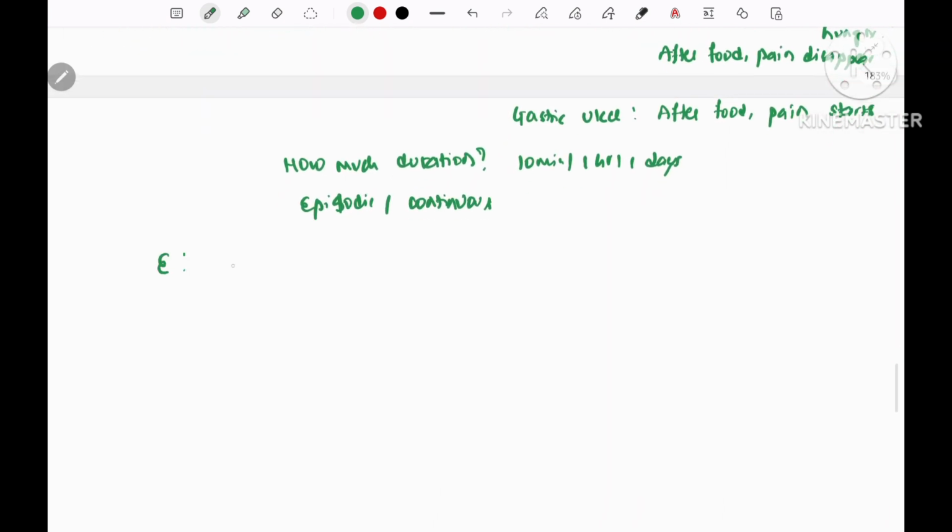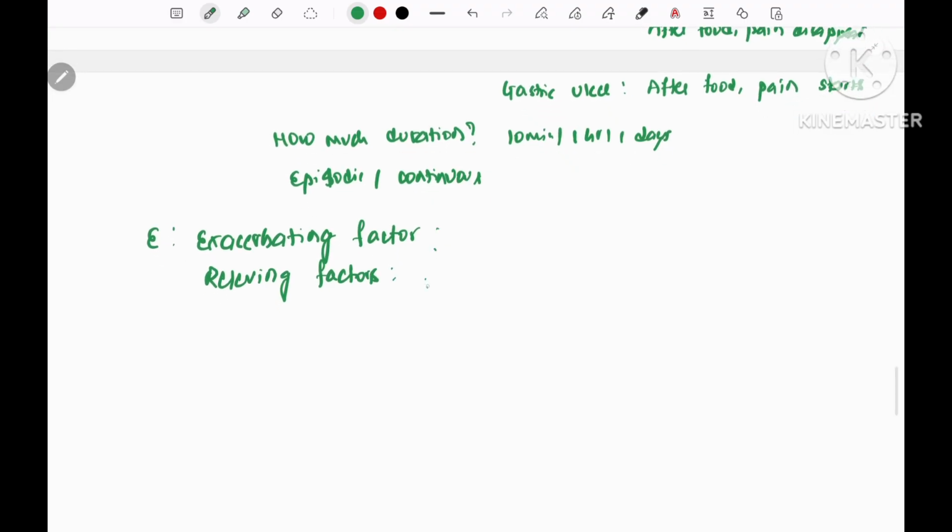Now E means, is there any exacerbating factors for pain, or is there any relieving factors? For example, in case of appendicitis, when the patient runs, or when the patient moves, or when the patient does jolting, then the pain which is present aggravates.